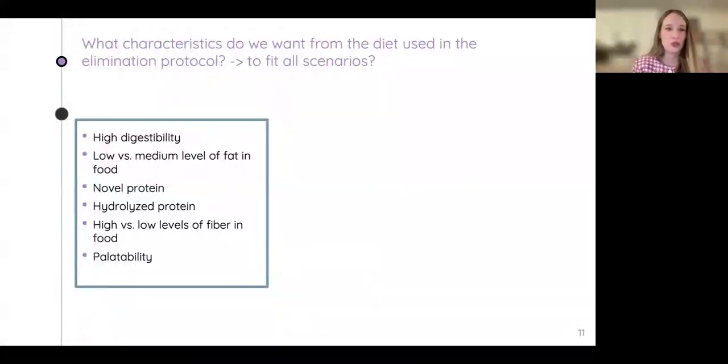We want our diet to be quite nice in palatability so that the dog would eat it readily, of course. And in regards to protein, we also want to have different things in different scenarios. For example, we don't mind a high protein diet in situations like protein losing enteropathy, but if it's too high, it could cause problems in case of, for example, complication with pancreatitis.